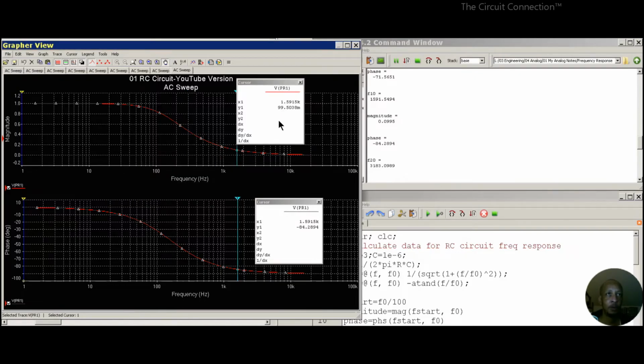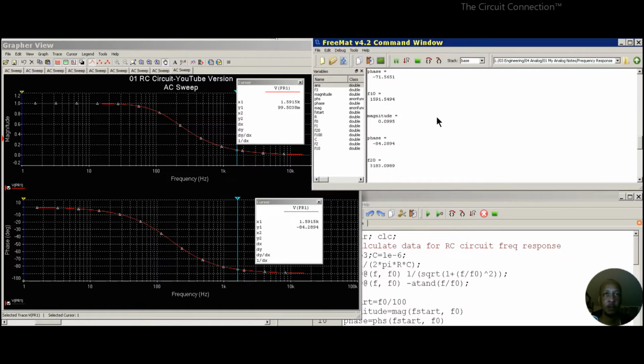But anyways, what is the value there? I get 99 milli, which is 0.099. I'm going to look for that over here. What do I have? 0.0995. This would be 0.0995 just as well. That's a pass. That's good. What about our phase? Calculation says negative 84.2894. What do I get over here? Exactly negative 84.2894. No problem with that. That's a pass.